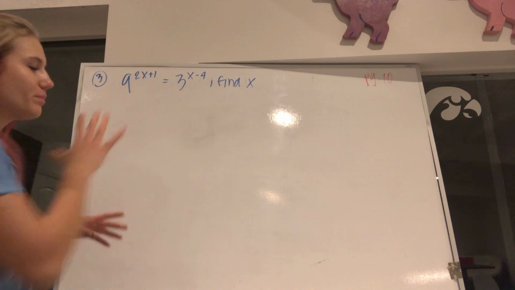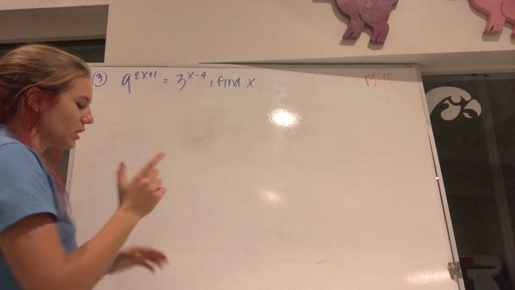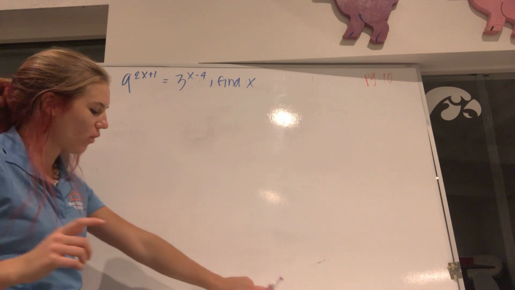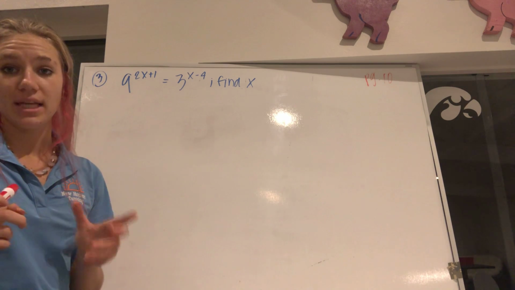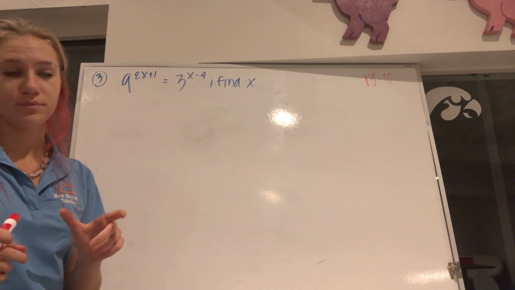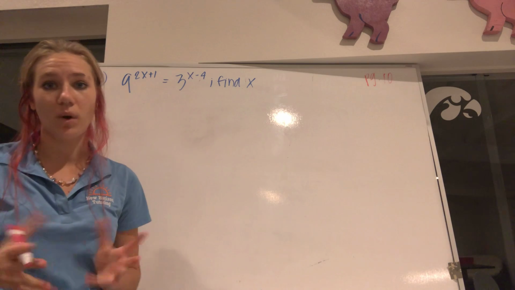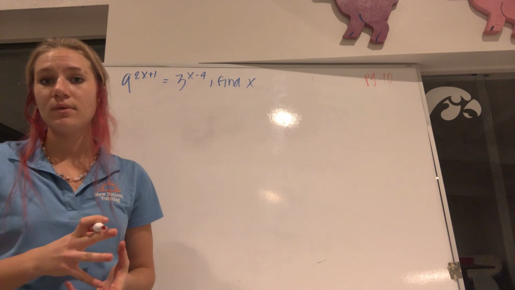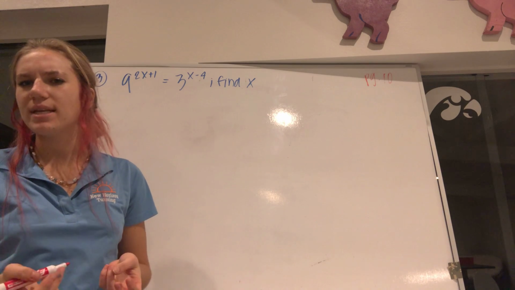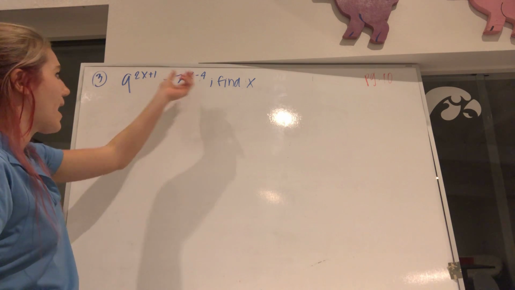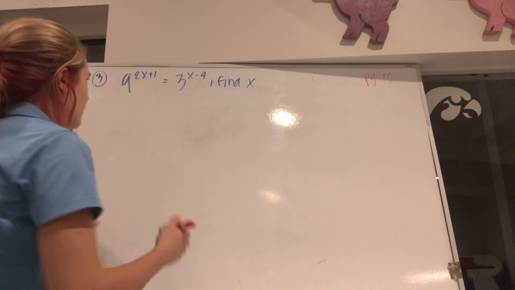Okay, so back to the problem. When you're dealing with a pretty straightforward problem like this, you need to get that base value to be the same. We'll see why in a second, but if you can get that base value to be the same, then you can essentially cancel out the bases and take the exponents and set them equal to each other. And then we can find x.